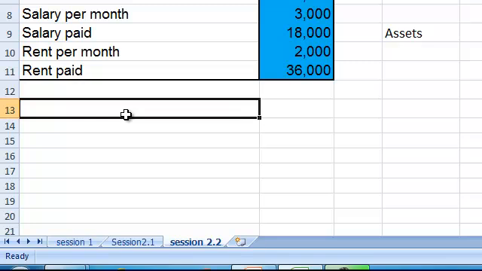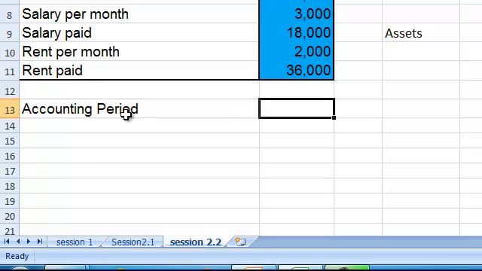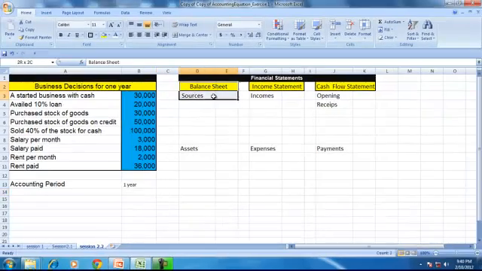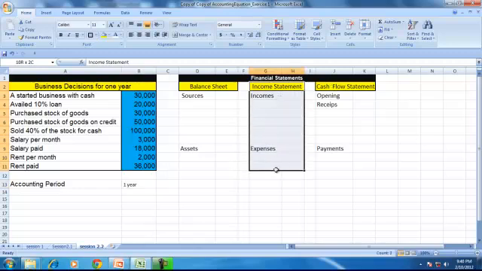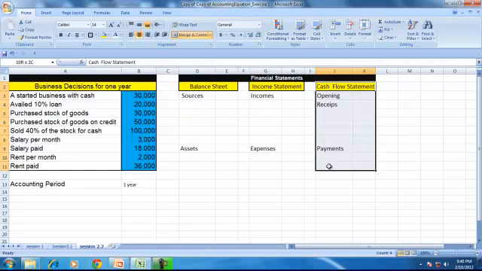But let us make some assumptions. Accounting period is 1 year. What does that mean? It means that I'm not going to close the balance sheet till the end of the year. I want to find the profit for the year. I want to find the change in cash over a period of a year.